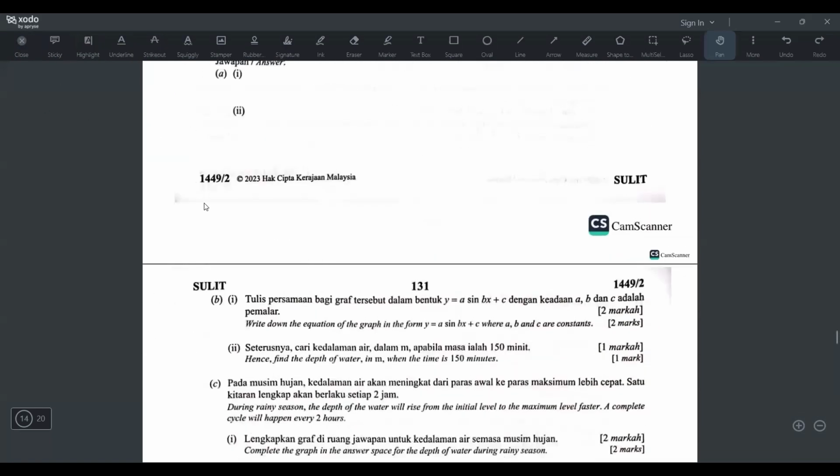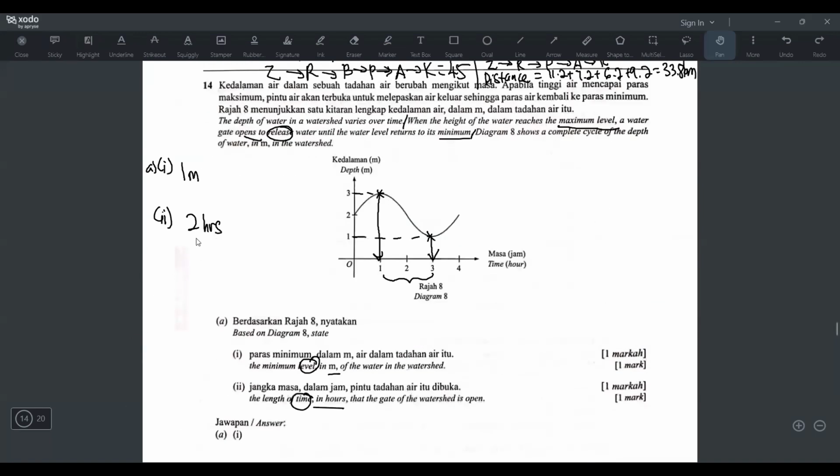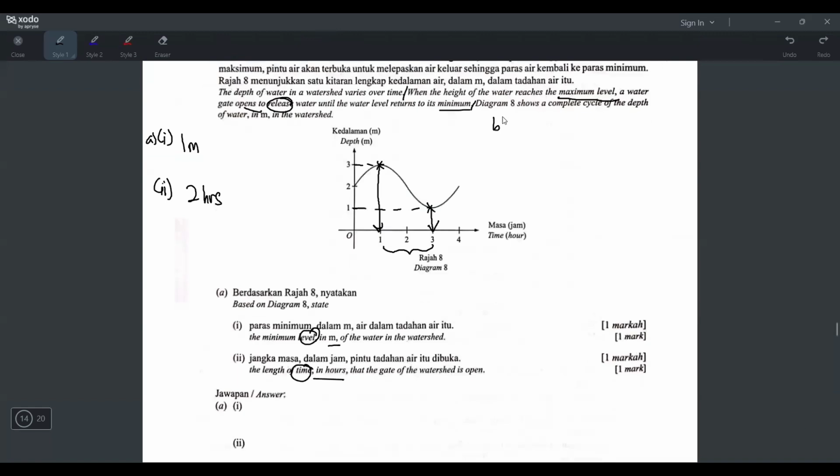Okay, let's do B. B1, write down the equation of the graph in the form y equals a sine bx plus c, where a, b, c are constants. And number 2, find the depth of water when the time is 150. For B question 1, they want you to write the equation in this form, y equals a sine bx plus c. You need to know what a, b, c represent first.